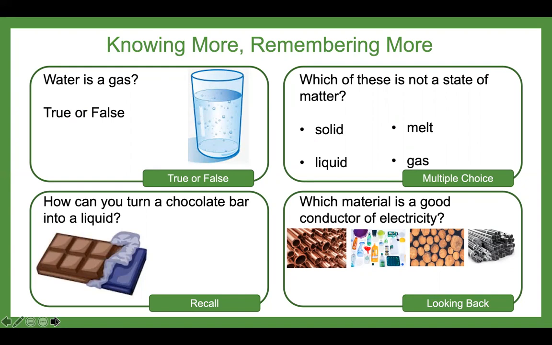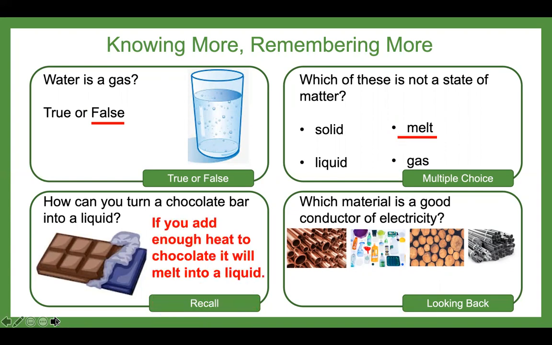Okay, let's see how you did. Water is a gas, true or false? It is in fact false. We know that water is a liquid. Of course we do. Which of these is not a state of matter? We know solid, we know liquid, and we know gas. So that means it is melt. How can you turn a chocolate bar into a liquid? If you add enough heat to chocolate, it will melt into a liquid. And finally, which material is a good conductor of electricity? And the answer is metals.